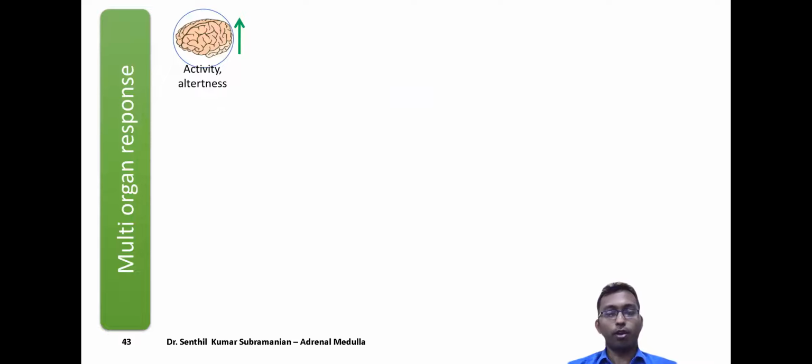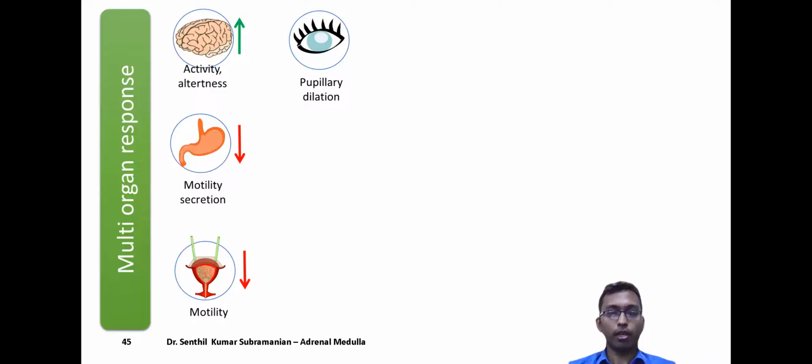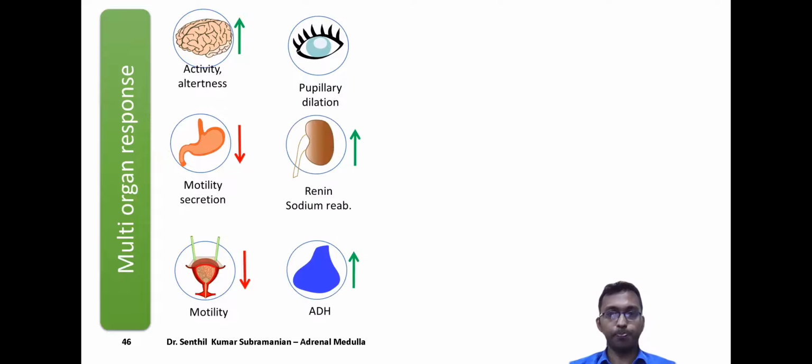Both epinephrine and norepinephrine can activate the brain and increase alertness, but epinephrine can increase anxiety in an individual. They can cause pupillary dilation. Dilation of the pupils helps in distant vision, which helps to see the surroundings very clearly in case of an emergency situation. They reduce motility in the GI tract and urinary system. These are unnecessary actions in the case of an emergency situation.